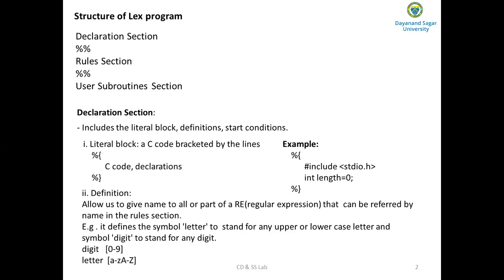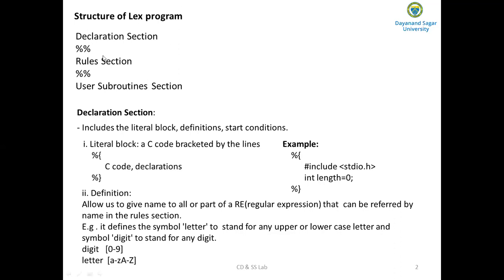So a lex program consists of 3 sections separated by a line with just a double percentage symbol. Okay, so if you observe the structure here, each section is ended by using the symbol double percentage. That means the rule section is enclosed between these double percentage symbols. That is needed. Otherwise, a syntax error will be thrown by the lex compiler.